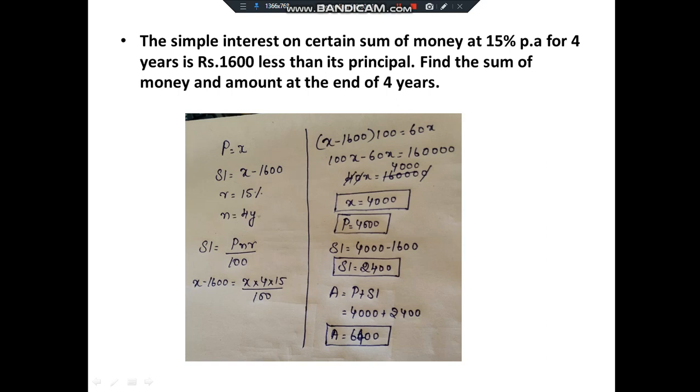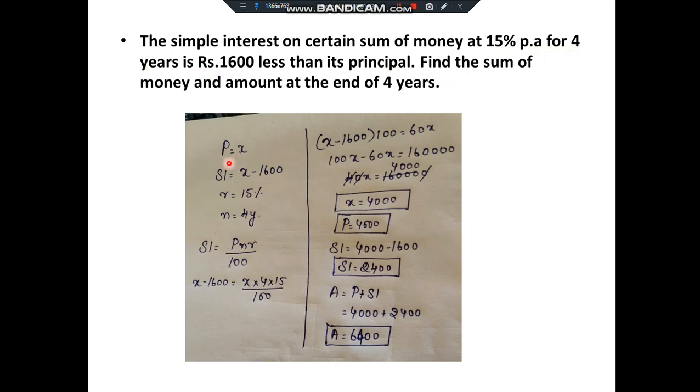Okay, so let us consider the principal to be x. Okay, we don't know principal, so let it be x, and SI is x minus 1600 because it is 1600 less than principal they have told. So principal, since we consider it as x, x minus 1600 is here simple interest. Then rate of interest is 15% and number of years is 4 years.